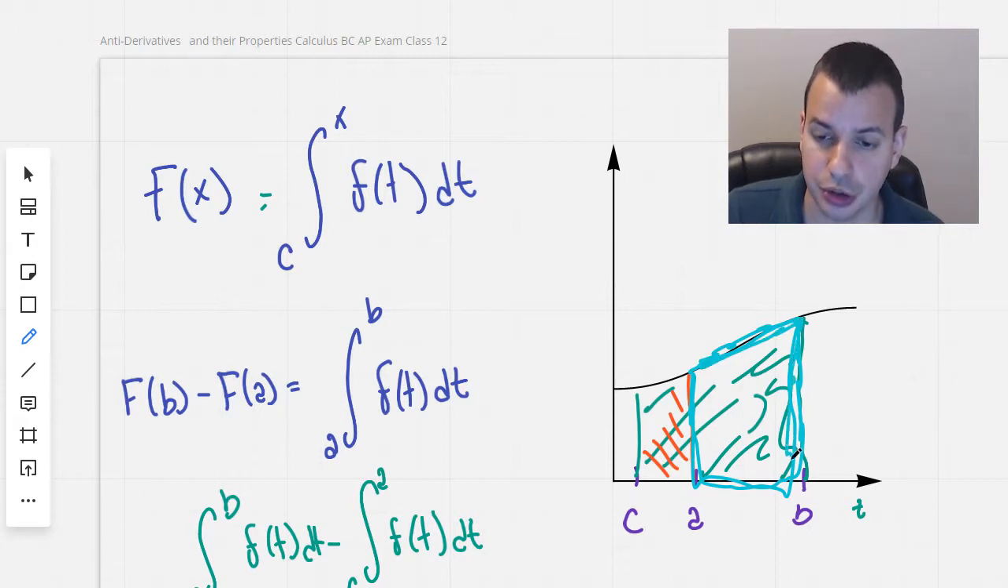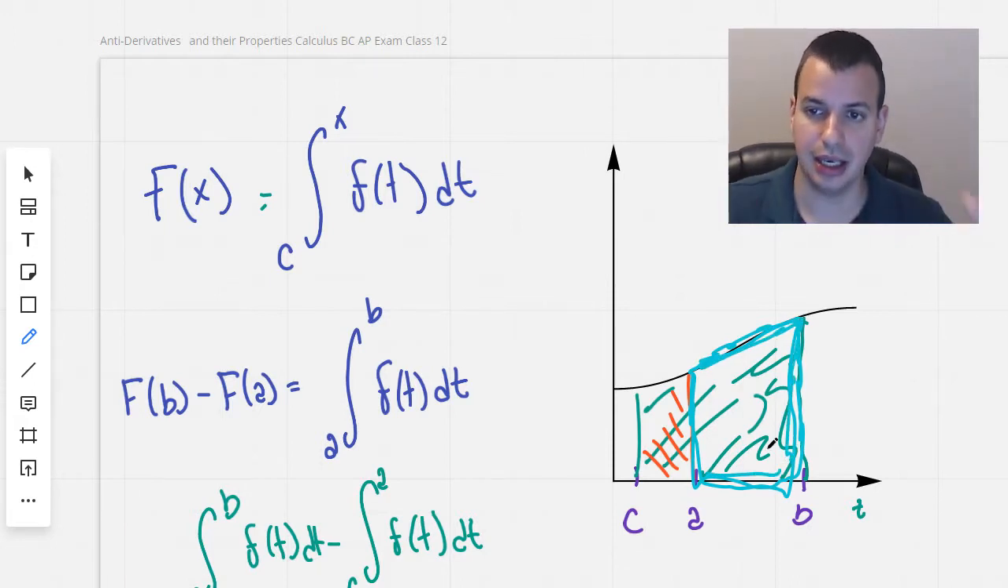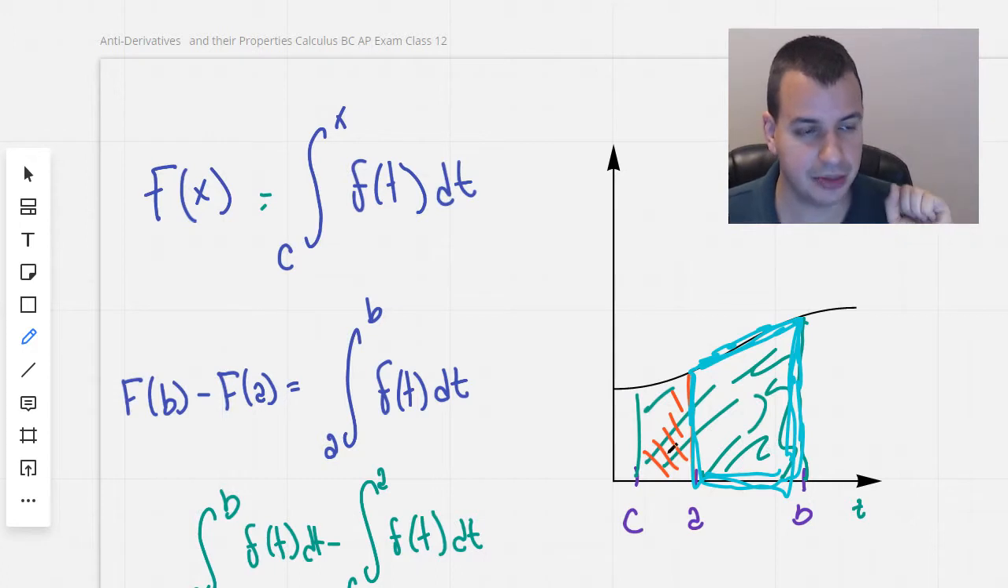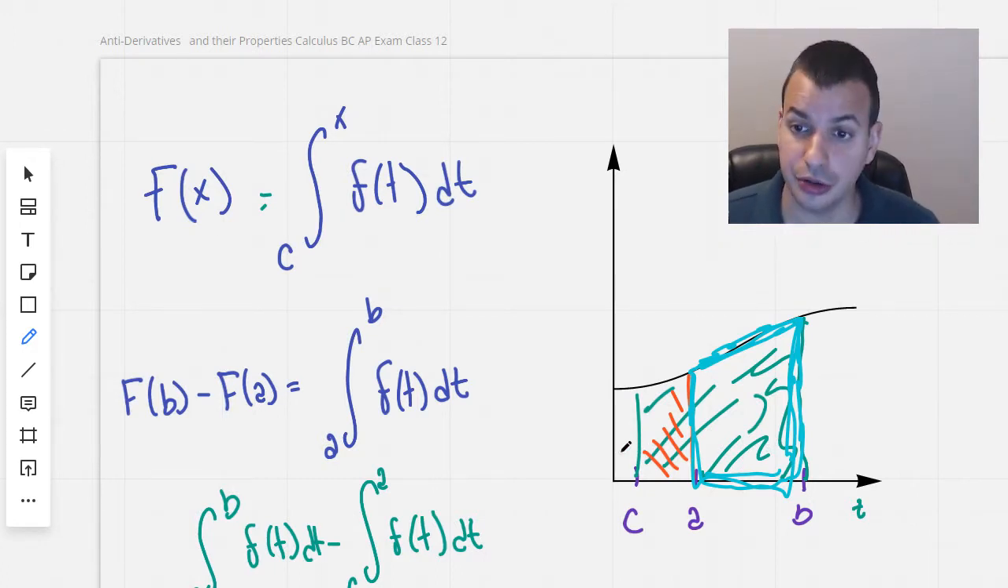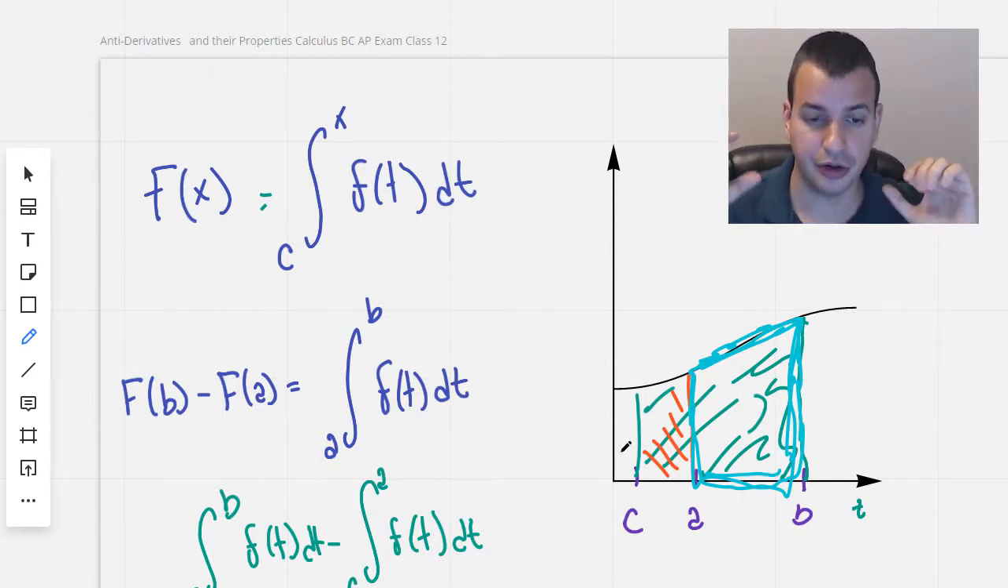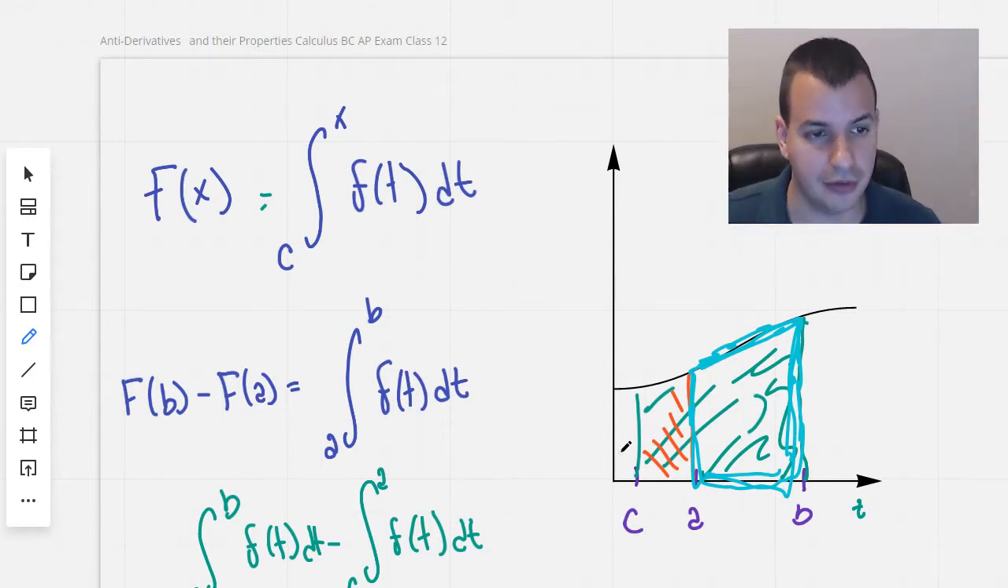And that's what we're going to use many, many times later on in calculus. That's going to be the idea behind probably 90% of the integrals that you do. So this is all the information that you need for basically the properties of integrals and the fundamental theorem of calculus.